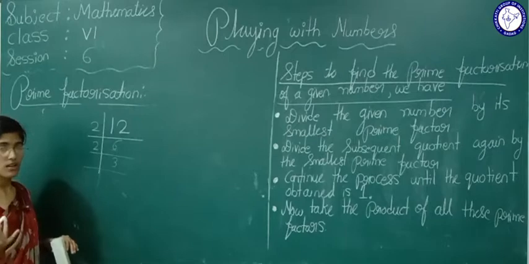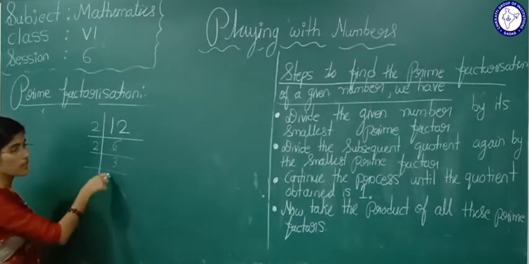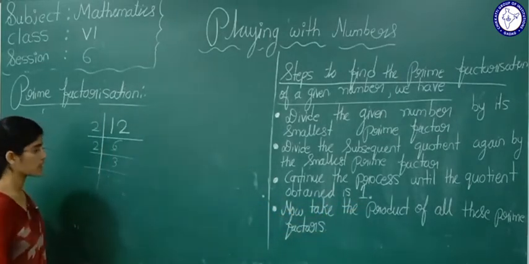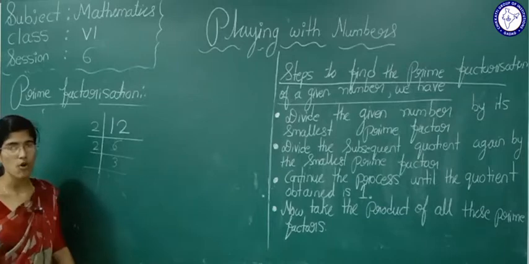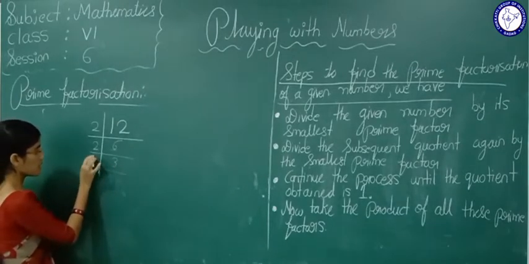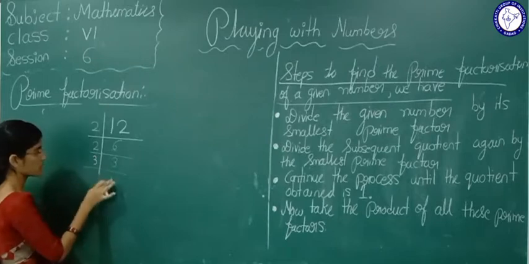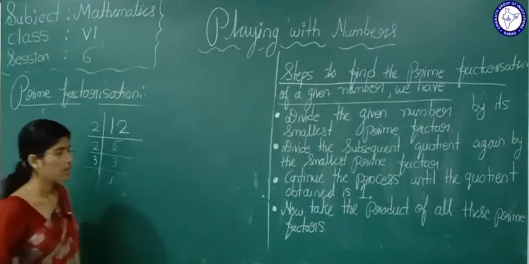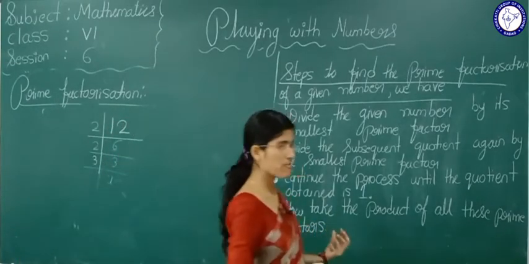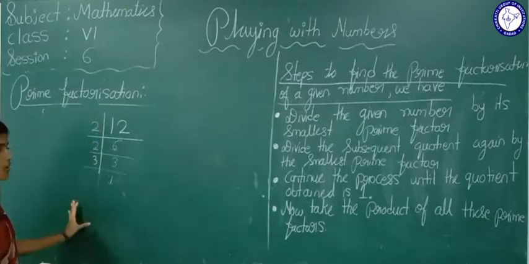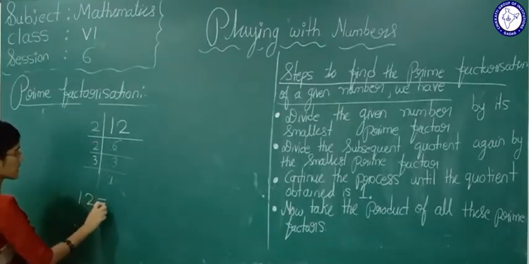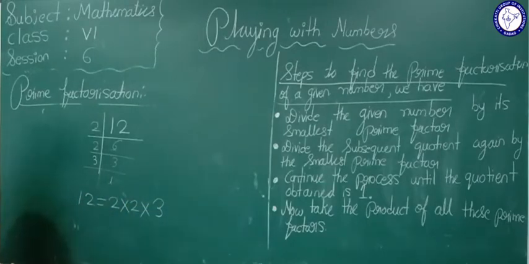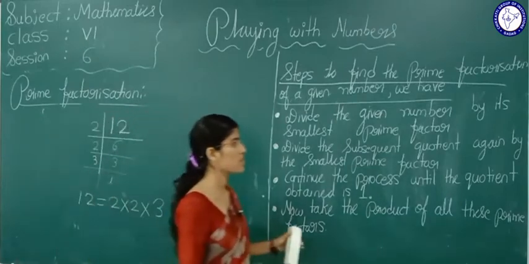Up to where do we have to stop? Continue the process until the quotient obtained is 1. When you get the quotient 1, at that time we have to stop. Now see here, 3 1s are 3. Now we got the quotient 1. We have to stop here. Now take the product of all these prime factors. That is, 12 is equal to 2 multiplied by 2 multiplied by 3. So this is nothing but the prime factorization, and this is the step we are going to follow.